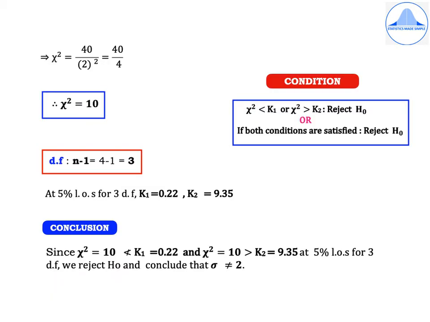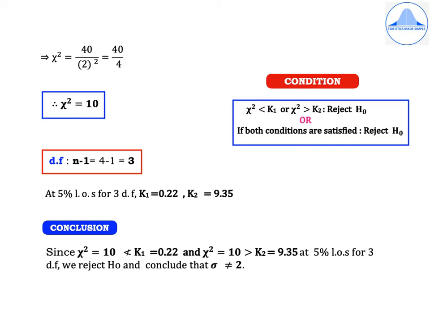Substituting, we get chi-square equal to 40 divided by 2 square, which is 40 divided by 4, or chi-square is equal to 10. Now the condition which is used for a two-tailed test is you have to check if chi-square is less than k1 or chi-square is greater than k2. Then we reject H0, or if both conditions are satisfied, we reject H0 at alpha level of significance for n minus 1 degrees of freedom.